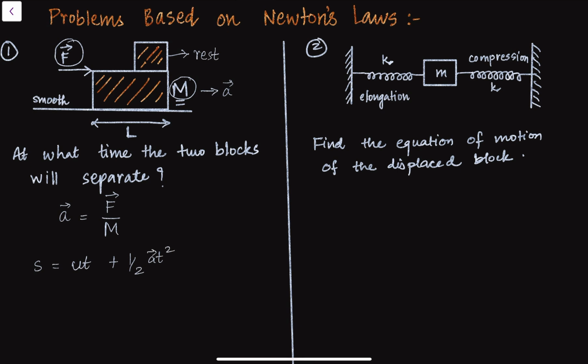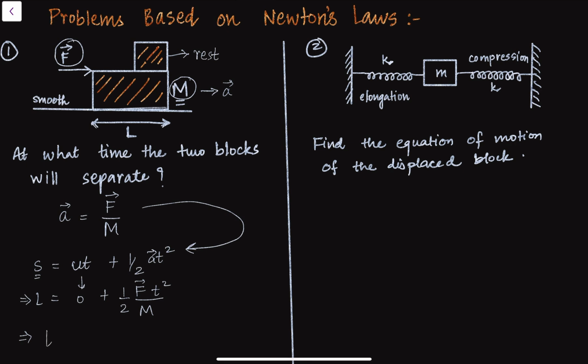Now in this equation, S is the displacement of the bigger block. From the figure, the distance covered by the block is L, so the displacement will be L. Now the initial velocity of the bigger block is 0, so this term will become 0. And we can use the expression of acceleration from the first equation and write it as half F t squared over m.